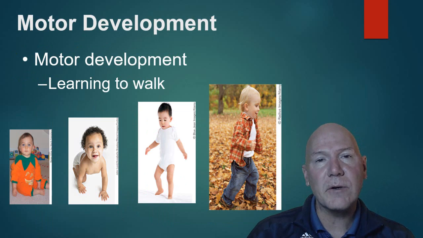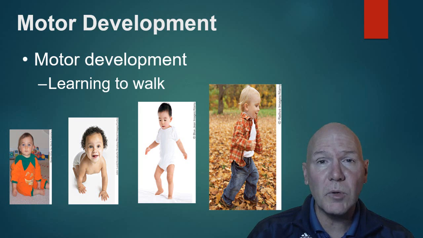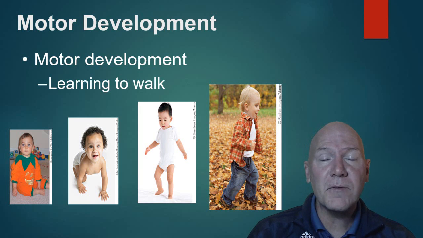Motor development occurs. Obviously, babies have very little control of their motor development. Motor means moving. So learning to walk, there's a progression that occurs. Usually, baby learns, first of all, to lift its head, then raise its chest. This is happening from the head to the toe. This is known as the cephalocaudal principle of development, where the head develops first and then down to the lower extremities.